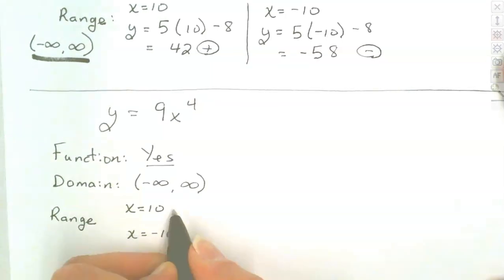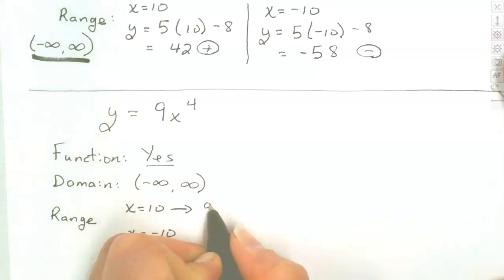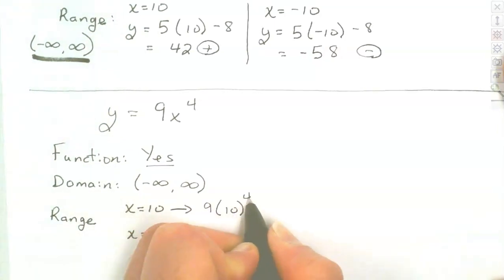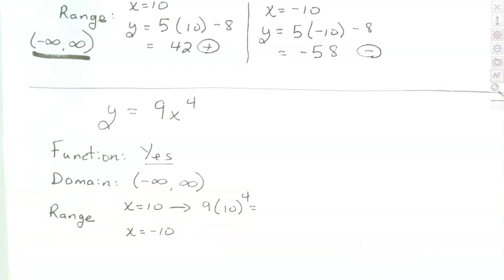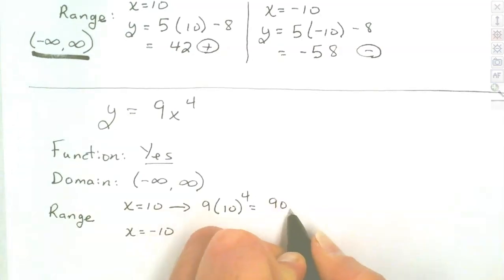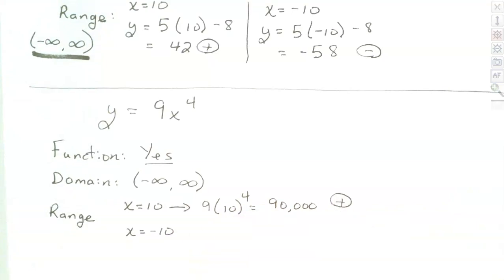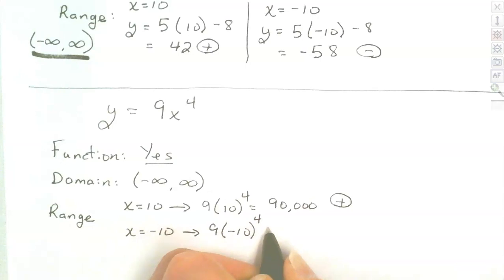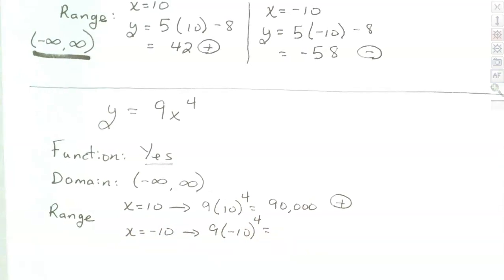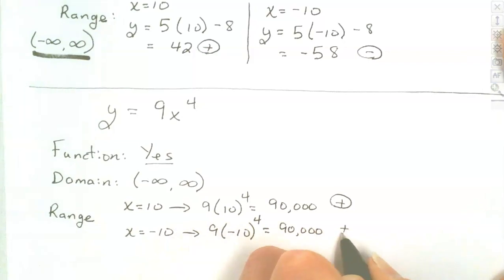And look what happens here. If I plug in that 10, well, that's 9 times 10 to the fourth power. And 10 to the fourth power should be 10,000 times 9. That makes it 90,000. And that's positive. If I plug in a negative 10, well, when I take a negative number to the fourth power, it's taking it 4 times. It's an even number, so that's going to make it also positive, and it's 90,000 as well.